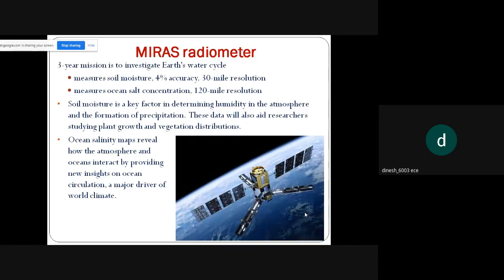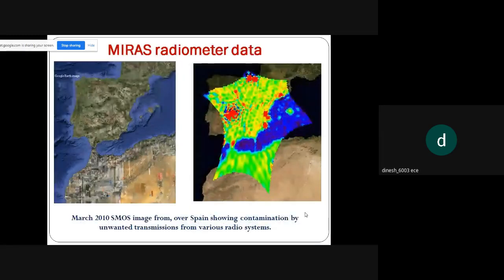Ocean salinity maps reveal how the atmosphere and oceans interact by providing new insights on ocean circulation, which is a major driver of world climate. So this is MIRAS radiometer data obtained in March 2010 over Spain. You can see that Spain shows contamination by unwanted transmissions from various radiometers.